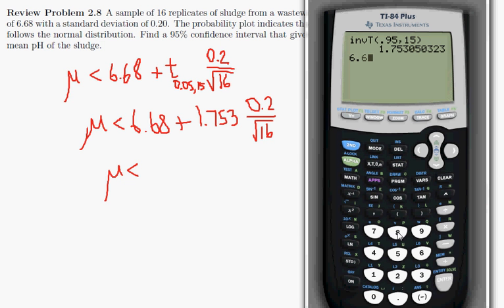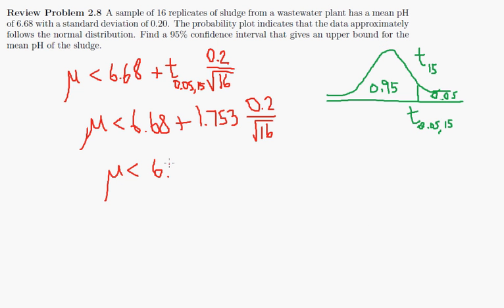So 6.68 plus the answer, times 0.2 divided by the square root of 16. And so I hit enter, and I get my answer of 6.768. And because I only have two decimal places, I'll just stick with two decimal places here, so 6.77. So there's my upper bound. The biggest that mu can be is 6.77 with 95% confidence.